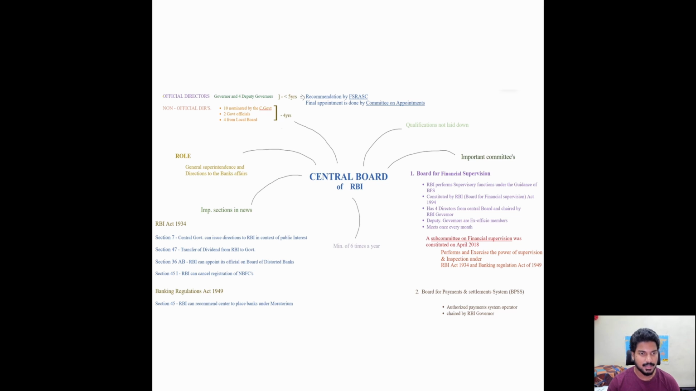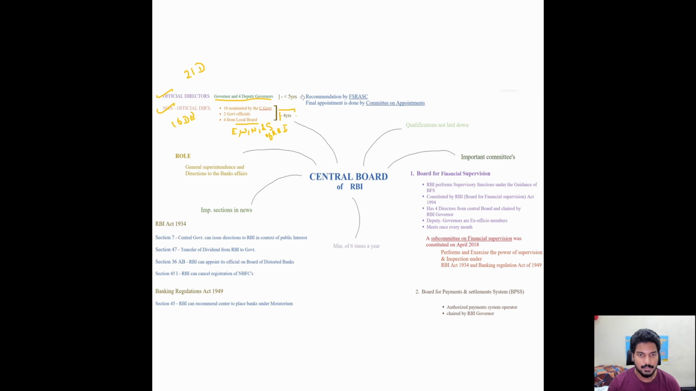The central board of RBI has the official directors and the non-official directors. We have a total of 21 directors, in which there are 5 official directors, that is the governor and the 4 deputy governors. Then we have 16 non-official directors, in which 10 will be nominated by the central government and 2 will be government officials. Then 4 from the local board. The local board is the east, west, north and south of RBI's board. So from here 4 will be picked to be the non-official directors of the RBI.